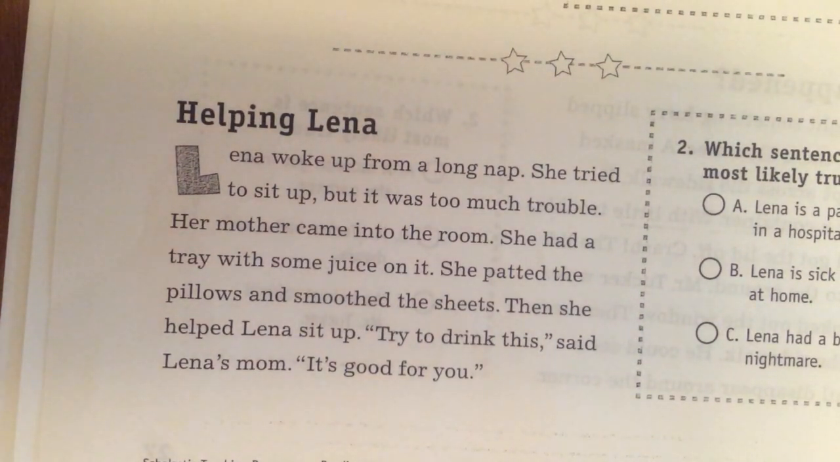And the last one, helping Lena. Lena woke up from a long nap. She tried to sit up, but it was too much trouble. Her mother came into the room. She had a tray with some juice on it. She patted the pillows and smoothed the sheets. Then she helped Lena sit up. "Try to drink this," said Lena's mom. "It's good for you."